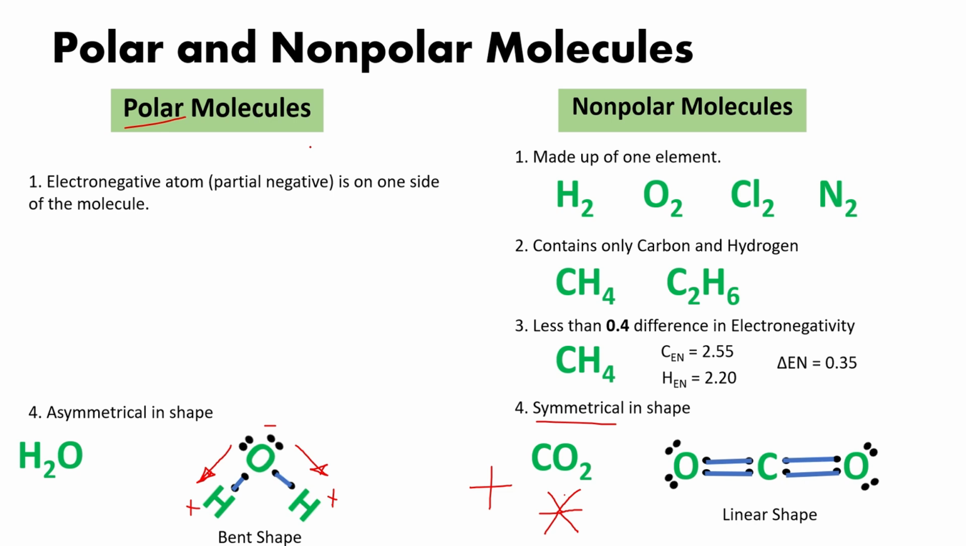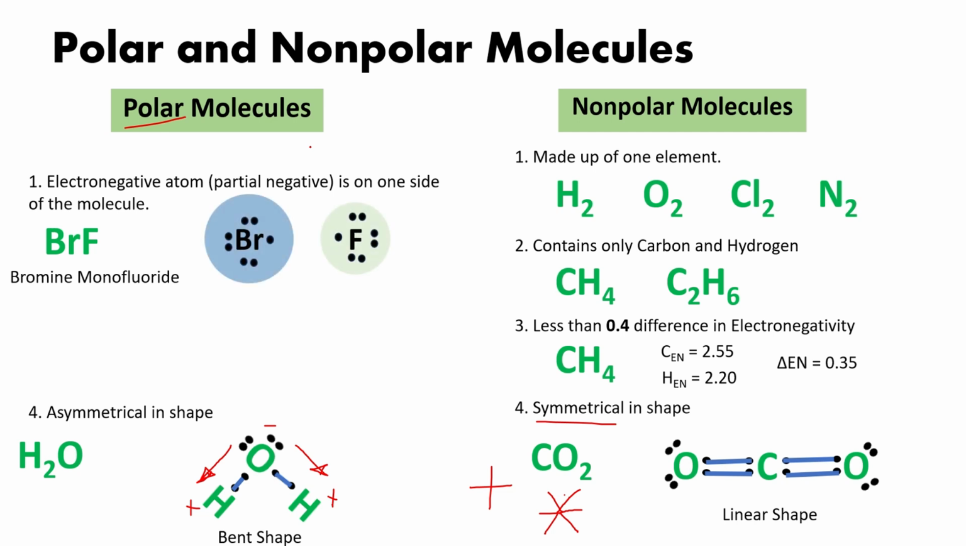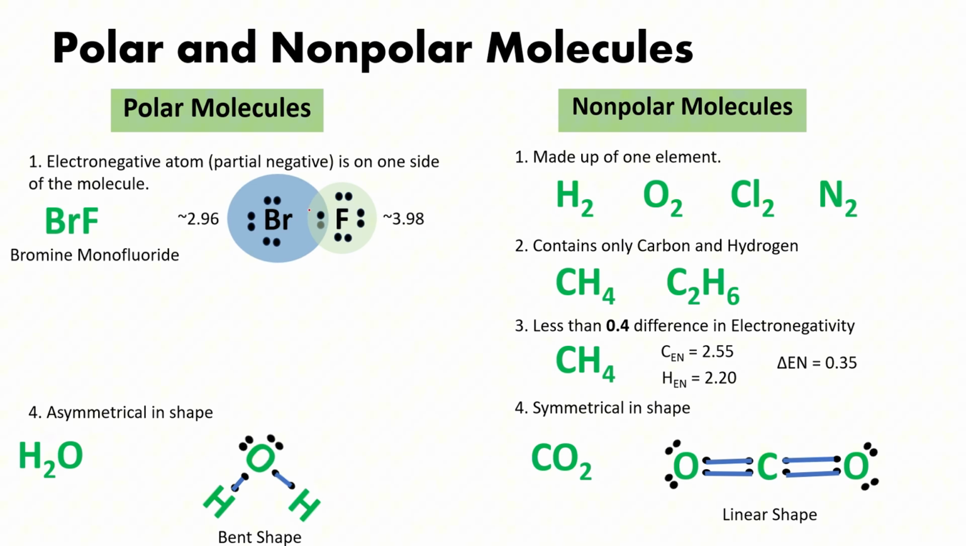Electronegative atom is on one side of the molecule. This is the one that we did before. Example, bromine monofluoride. So we have bromine and also fluorine. If we do the bonding of the two, we look at the electronegativities of the two, and the electron shared is closer to fluorine because it has a stronger electronegativity.